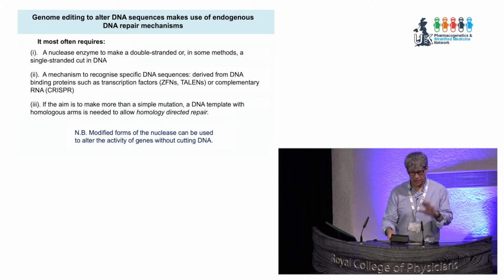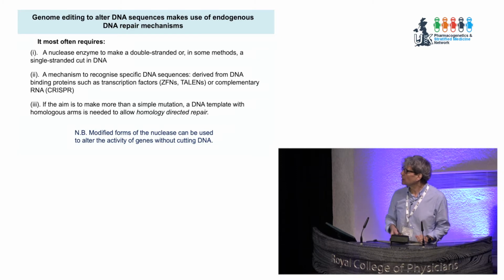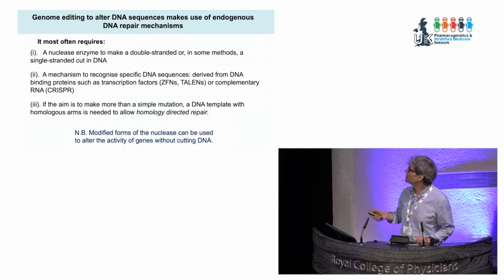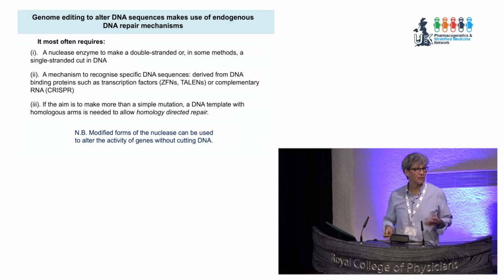So, just going back to basics a bit about genome editing and the methodology, it most often requires a nuclease enzyme that will make often a double-stranded cut in the DNA, or in some methods just a single-stranded cut or nick in the DNA. You need a mechanism to recognize specific DNA sequences. These can be derived from DNA binding proteins, such as transcription factors in the case of zinc finger nucleases and TALENs, or complementary RNA, which is the CRISPR-Cas9 method.